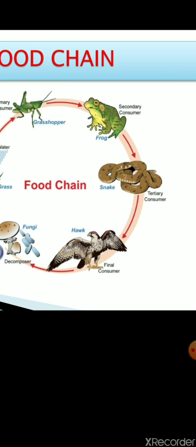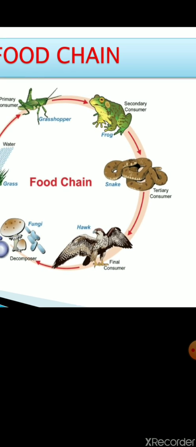Now from the frog, where will the energy go? Energy will go to the third consumer, the snake, because the snake is eating the frog. Understood? So this is called the tertiary consumer. Now do not get confused with these words, these are just for your knowledge. Like primary means first, secondary means second, and tertiary means third. Okay, so 1, 2, 3, these are just the names for the 1, 2, 3 steps.